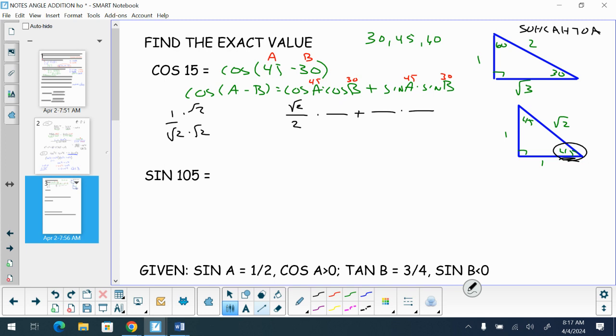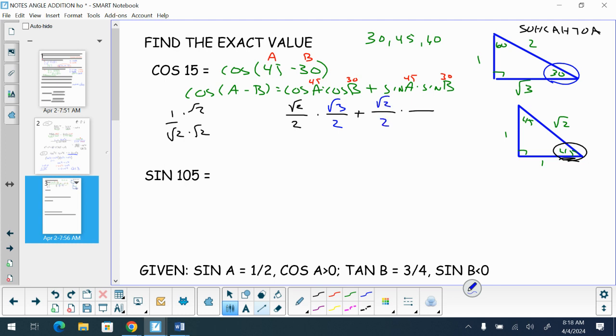Looking at a triangle up there, what is the cosine of 30 degrees? Owen, what's the cosine of 30 up here? Square root of 3 over 2. Sine of 45, same thing. We have square root of 2 over 2.